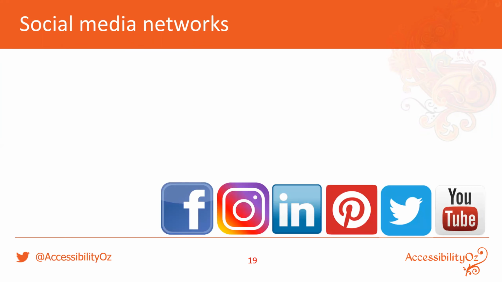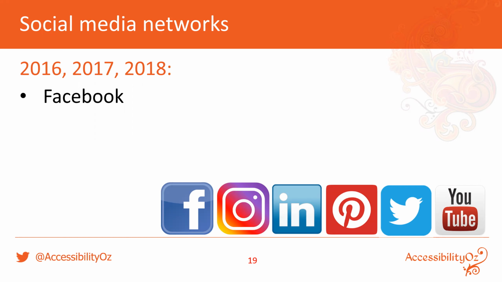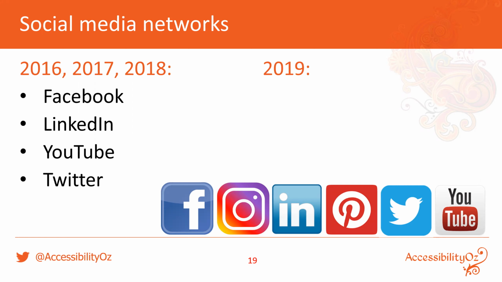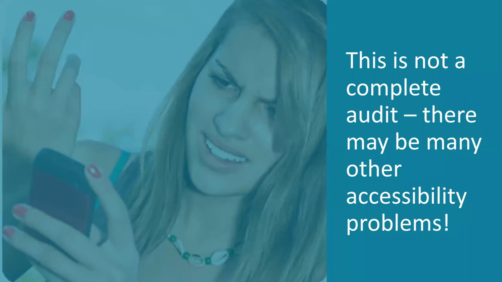In terms of the networks that we tested, for 2016, 17 and 18, we tested Facebook, LinkedIn, YouTube and Twitter. And this year, we actually tested Instagram and Pinterest as well. Next year, we're looking at maybe adding Tumblr and TikTok. Please be aware, this is not a complete audit. There may be other accessibility problems. There no doubt are other accessibility problems, but these are the things that we identified.